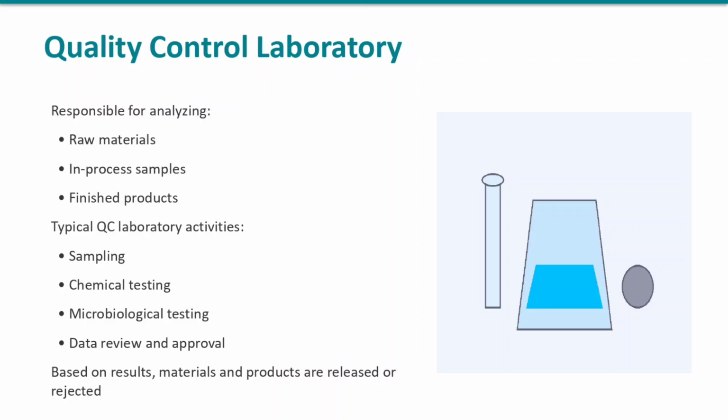What does a quality control laboratory do? A quality control laboratory analyzes raw materials, in-process samples, and finished products. Typical QC activities include sampling, chemical testing, microbiological testing, and reviewing analytical data. Based on laboratory results, materials and products are either released or rejected. The laboratory plays a central role in supporting these decisions.